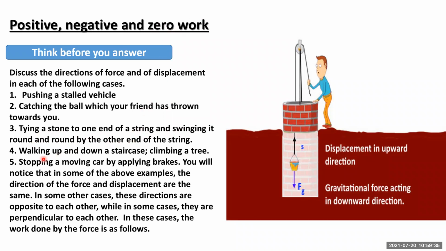Walking up and down a staircase, climbing a tree. What is this example? Which kind of work done occurs here? Negative or zero?